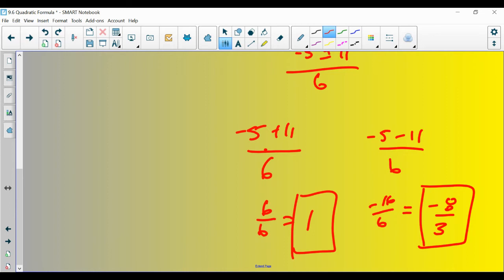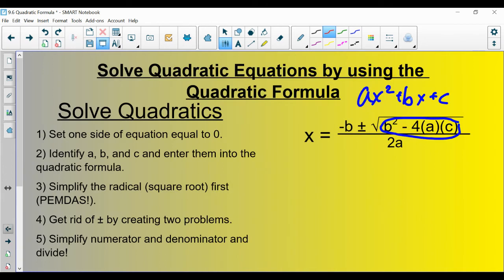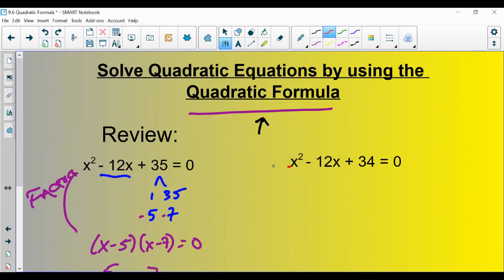We're going to do a couple more examples of this because I want to make sure that we understand it well. Let's go back a couple slides and try this problem. So we already tried to factor it. We were not successfully able to factor it, but we should be able to still solve it using the quadratic formula because the quadratic formula will solve any quadratic. So what we need to do is identify A, B, and C. The A term here is 1, the B term here is negative 12, and the C term here is 34.